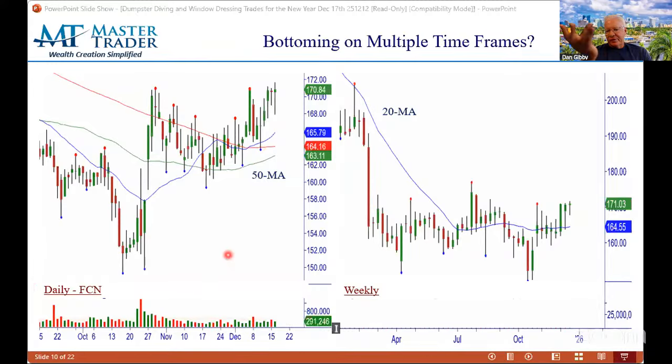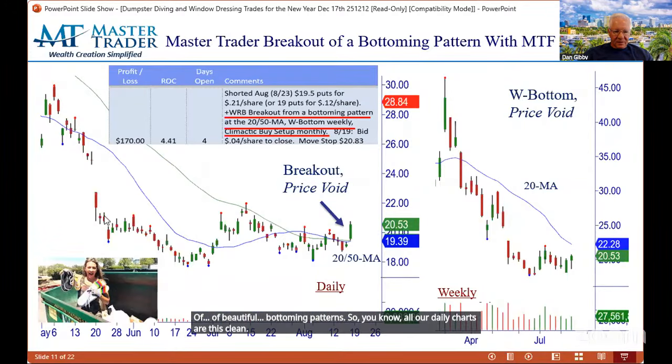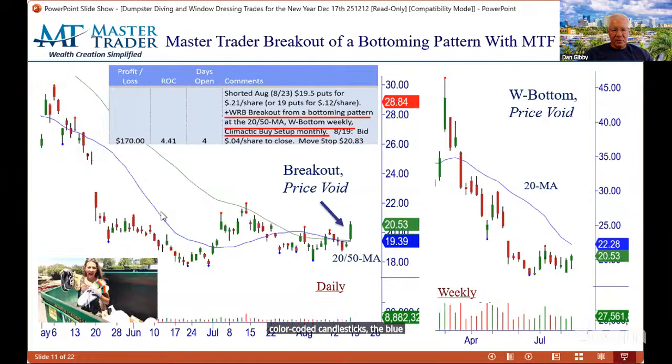I'm going to just show you 3 different pictures here. These are not as current, but it's just showing you things when we scan together, to give you some flavors of what we're looking for, of beautiful bottoming patterns. So all our daily charts are this clean, color-coded candlesticks. The blue is 20 MA, 50 MA, and I don't even see the red here because it's probably so beaten down, it's off the chart to the upside. But look, it's stabilizing, gap reversal, red bar ignored, closing breakout, weekly chart.